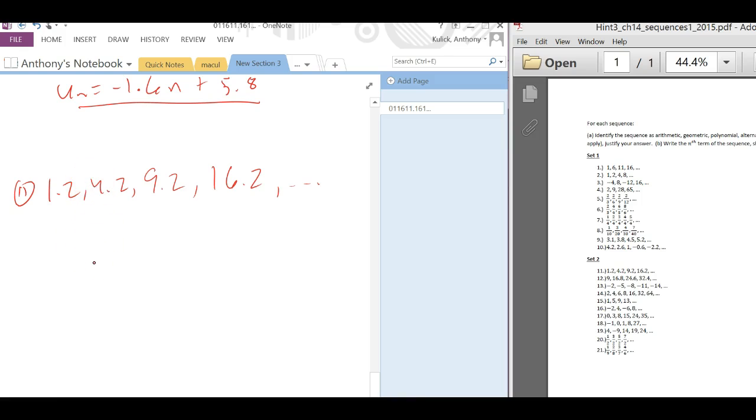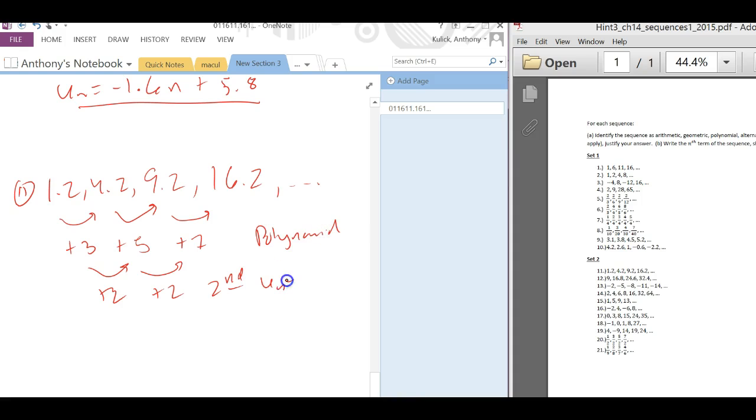You might be tempted to think about this as rational if we rewrite these all as fractions over 5, and you can probably do that, but I'm going to try it as a polynomial sequence because that looks pretty doable there. And it is, right? So I do have a polynomial sequence. I have a second constant difference.